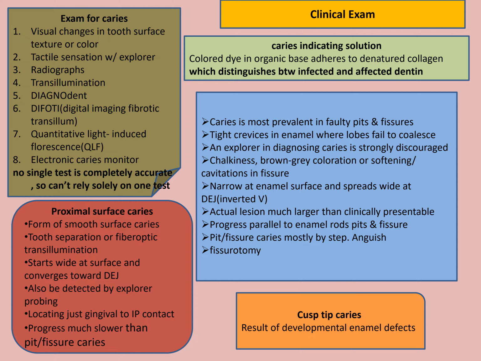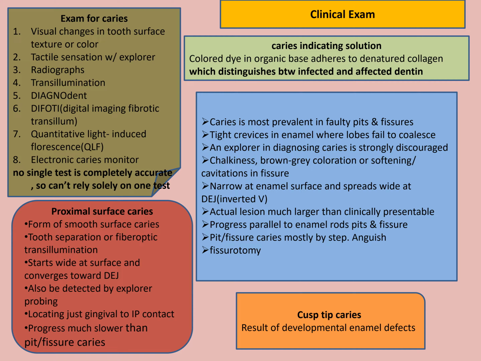Okay, now let us see how we can examine the caries, like by visual changes on the tooth surface, brownish discoloration, tactile sensation or catch in your explorer, use of radiographs, transillumination, Diagnodent, DIFOTI, QLF, electronic caries monitor. So none of these methods is complete in itself. It has to be a combination of different methods for proper examination of the caries. Now, the caries indicating solution can be used to distinguish between infected and affected dentine, so that you know, okay, this is an infected dentine, we need to remove it, so that affected dentine can become normal again.